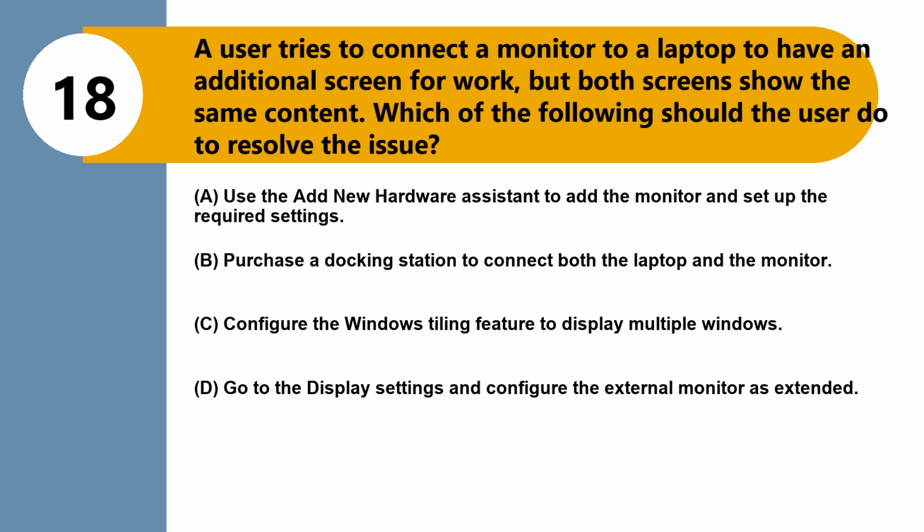Option A. Use the Add New Hardware assistant to add the monitor and set up the required settings. Option B. Purchase a docking station to connect both the laptop and the monitor. Option C. Configure the Windows tiling feature to display multiple windows. Option D. Go to the display settings and configure the external monitor as extended. The correct answer is option D. Go to the display settings and configure the external monitor as extended.